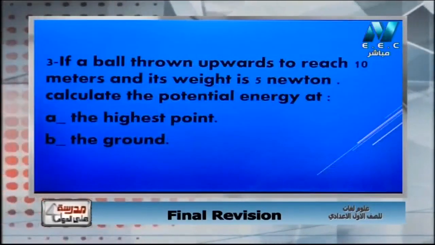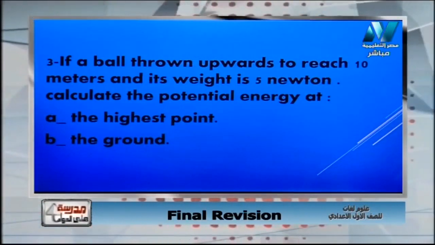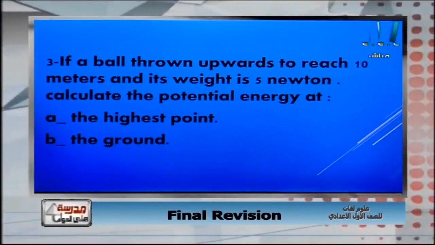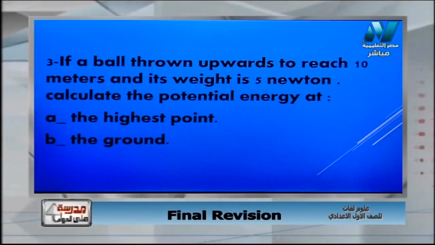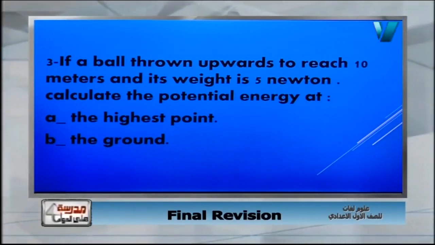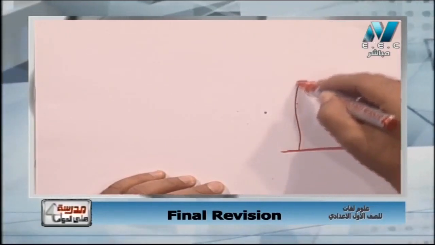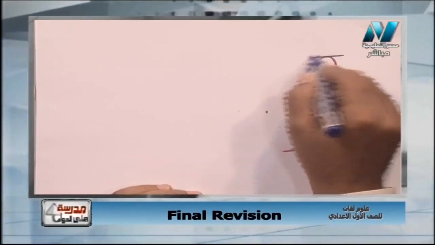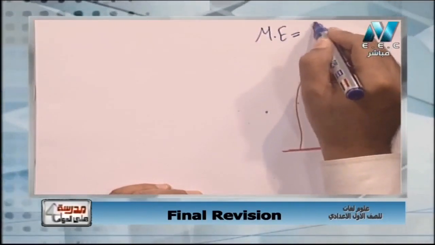Another one: a ball is thrown up to reach 10 meters and its weight is 5 Newton. Calculate the potential energy at A, the highest point, the maximum point, and B, the ground. But here, I must tell you something. Suppose that there is a ball here on the ground, thrown up. This is the maximum height. At maximum height, mechanical energy equals what? Potential energy.